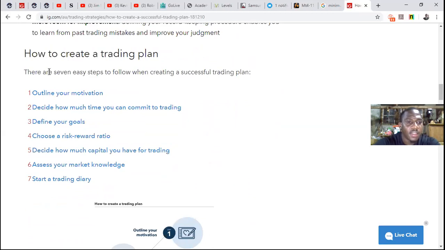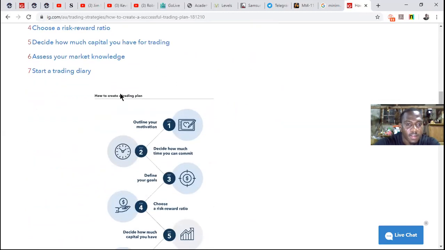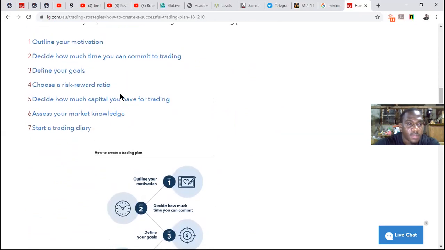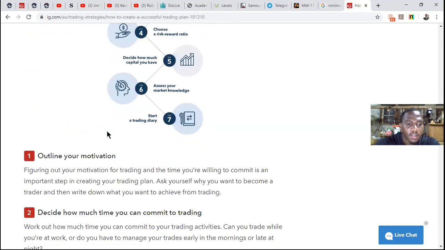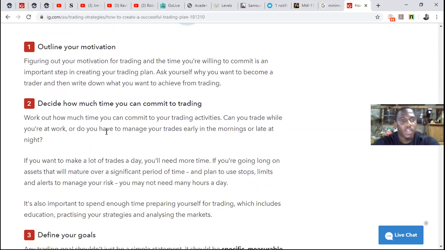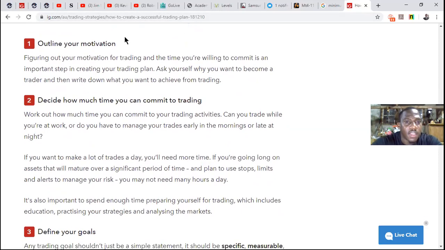All right, there are 7 easy steps to follow when creating a successful trading plan. Outline your motivation, decide how much time you can commit to trading, define your goals, choose a risk to reward ratio, decide how much capital you have for trading, assess your market knowledge, and start a trading diary. So it goes through each point. We can just go through this, and this is something that I just pulled up on Google: how to create a successful trading plan.